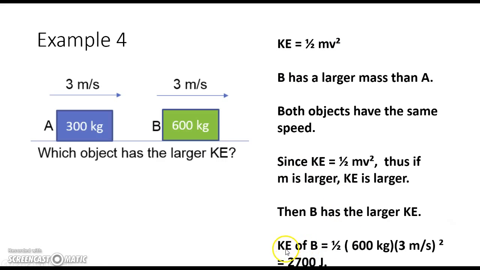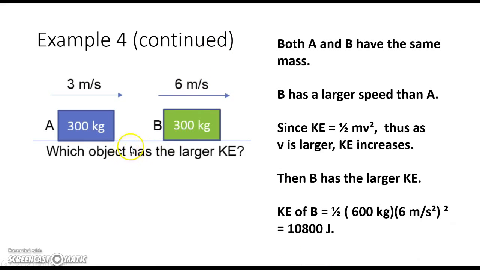Let us try some calculations here. The kinetic energy of B is just half times its mass times its speed squared. Don't forget the square here. The square must be present. Once you multiply it out, you get 2,700 joules.